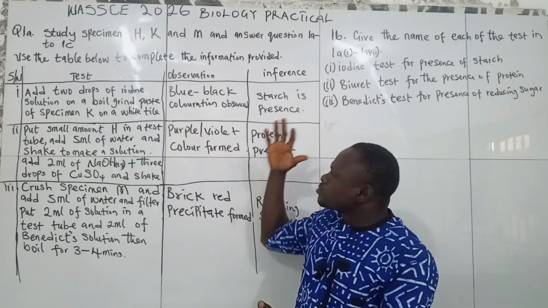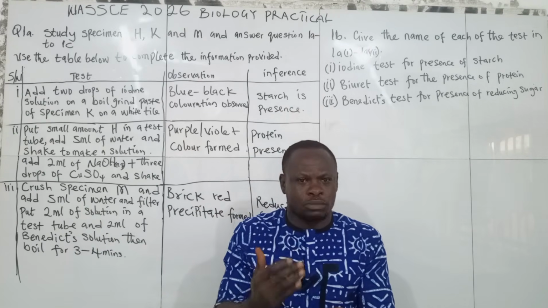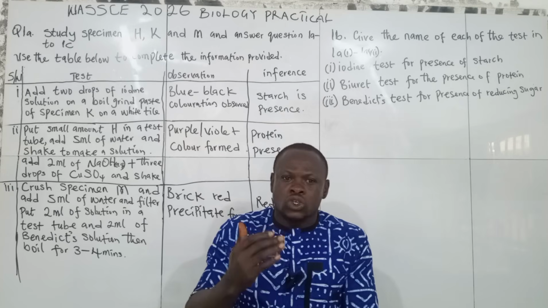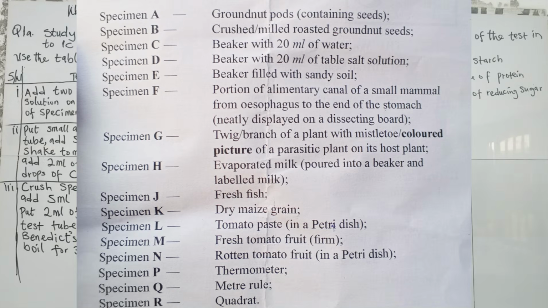But before looking at the various questions and answers, let us look at the practical specimens, so that you will know what is being given as we go into it vividly. Specimen A, a pot containing granule seed. Specimen B, crushed or roasted granule seed meal. Specimen C, a beaker with 20 ml of water. Specimen D, a beaker with 20 ml of table salt solution. Specimen E, a beaker filled with sandy soil.